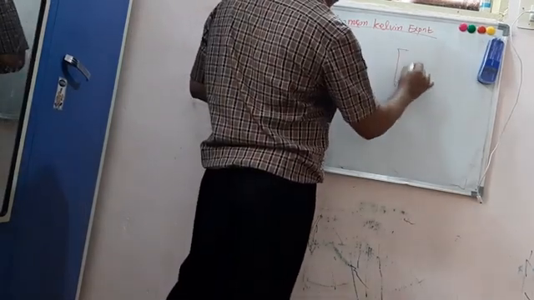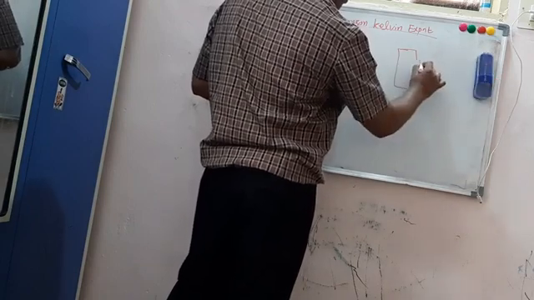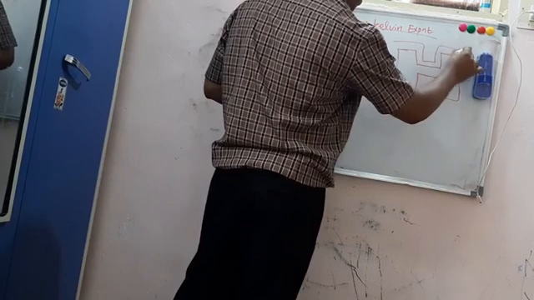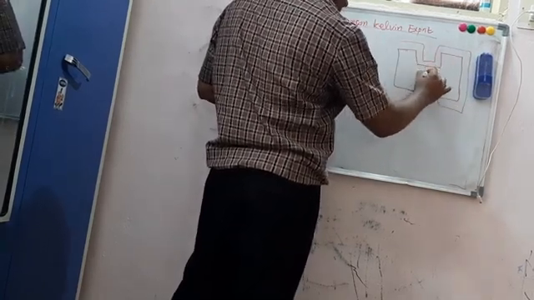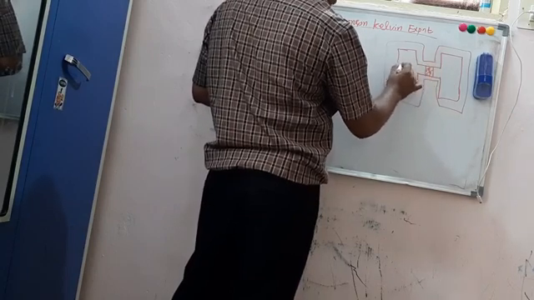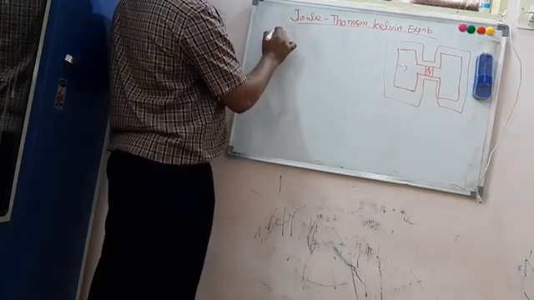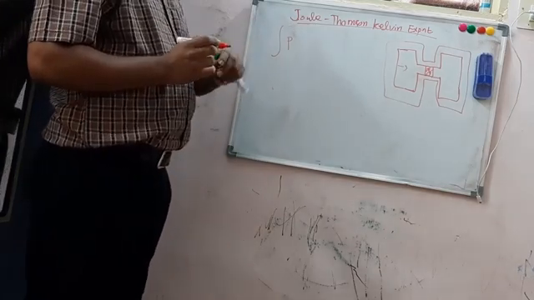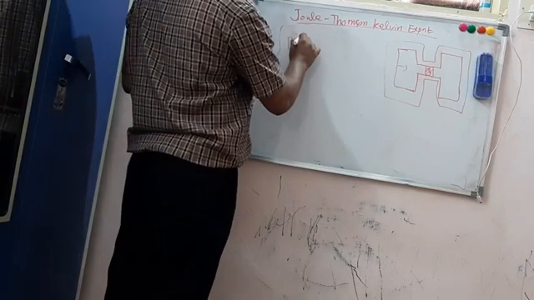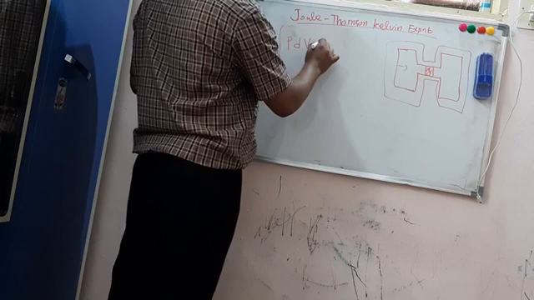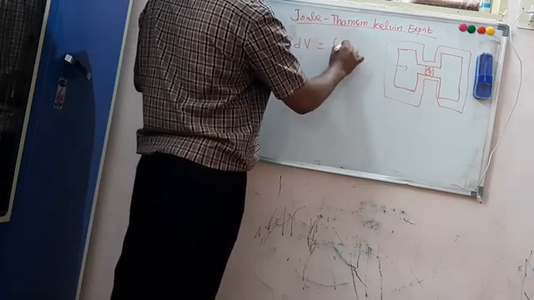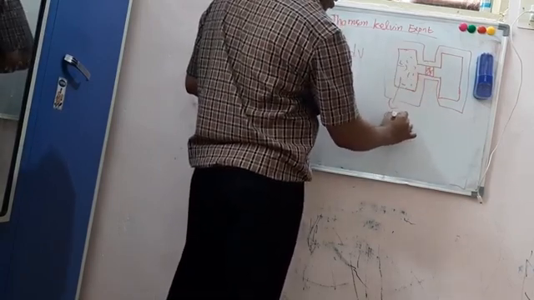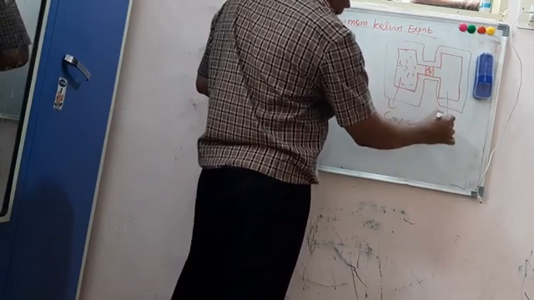In this process of the Joule-Thomson experiment, there is a porous plug, and now we will see the work done for the expansion. The first reservoir is the region of compression, and the second reservoir is the region of expansion.